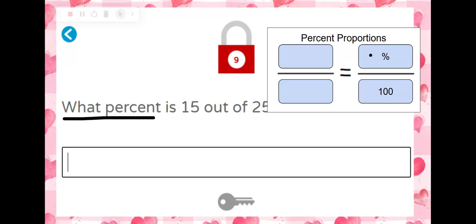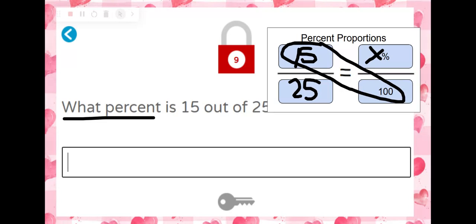What percent, all right, this time we're missing our percent, is 15 out of 25? 15 is your part, 25 is your whole. 15 out of 25. We're going to butterfly 15 times 100 divided by 25.